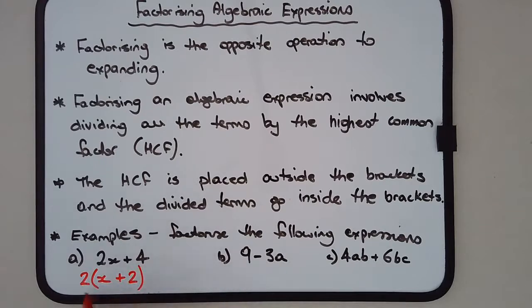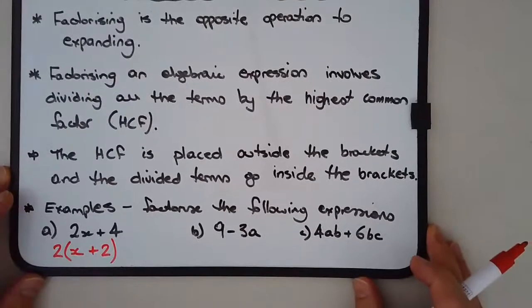Now we can check that if we expand that, okay, so remember, expand. It's a way to check that your factorization is in fact correct. 2 times x is 2x. 2 times 2, or 2 times positive 2, positive 4, and we're all good to go there.